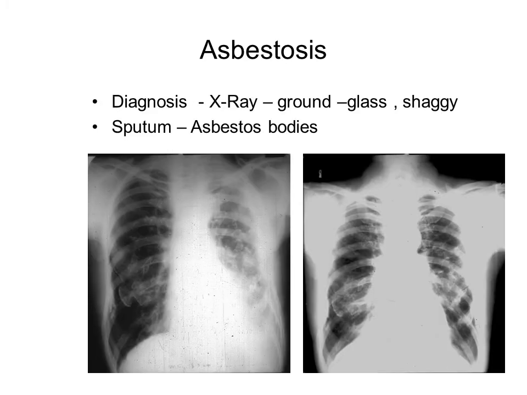For diagnosis, you will get ground glass shaggy opacities on X-ray, and on routine microscopic examination of the sputum, you get asbestos bodies, which are due to the engulfment of the asbestos by the macrophages.